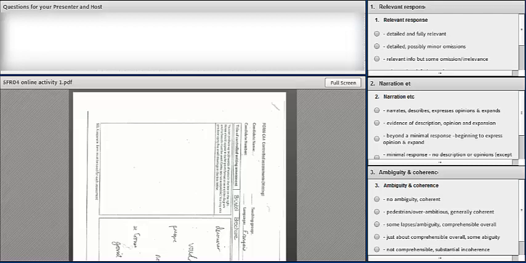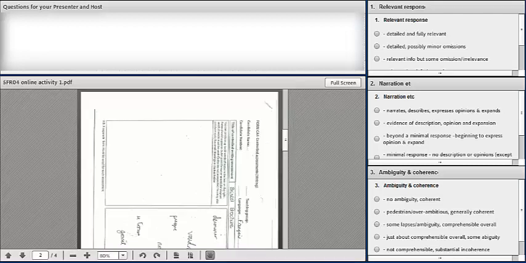So that means that you can read the whole thing through and there's no hesitation. You know what it's about. The next one down, where it's generally coherent, there might be a few lapses, but they don't really make you hesitate too much. Whereas further down still, some lapses and ambiguity, comprehensible overall. So you've got a generally good picture of what it's all about. Fourth box, just about comprehensible overall. I think it speaks for itself, but you have to struggle a little bit to understand what that is about.